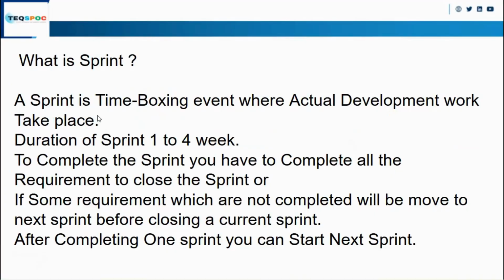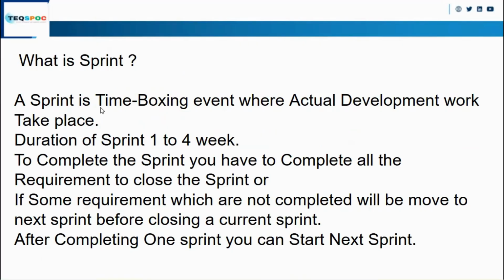So what is sprint? Basically, in the earlier session we have seen what a sprint is, so let me explain again. A sprint is a time-boxed event where the actual development work takes place. Means the developer will start working upon the user story in the sprint. Sprint is a part of the Scrum framework. The duration of the sprint will be 1 to 4 weeks. Generally in companies, a 2 week sprint is taken.